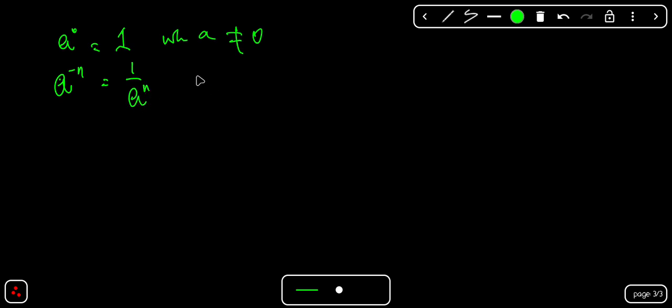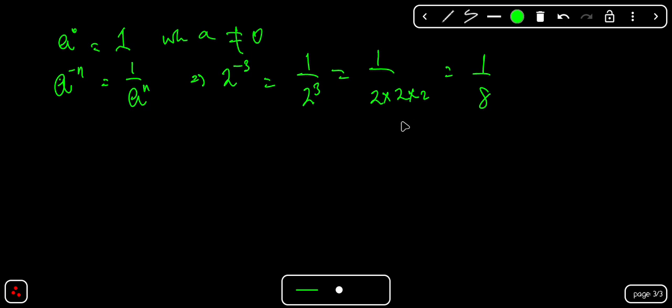Okay, so for instance, let's say we have 2 raised to the power of minus 3. So this will be equal to 1 over 2 raised to the power of 3, which will be equal to 1 over 2 multiplied by 2 multiplied by 2. So which will be 1 over 8. We understand now. And then another law, if you have ab raised to the power of m, so this is a raised to the power of m multiplied by b raised to the power of m.